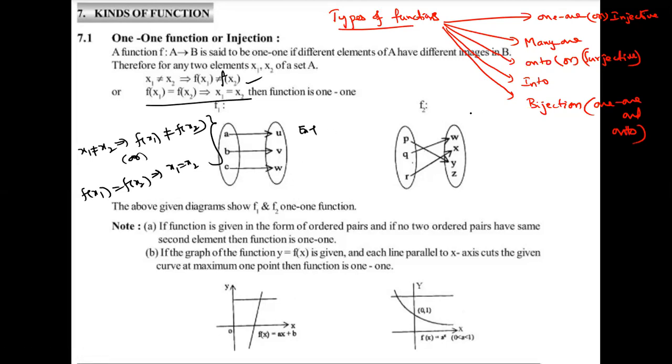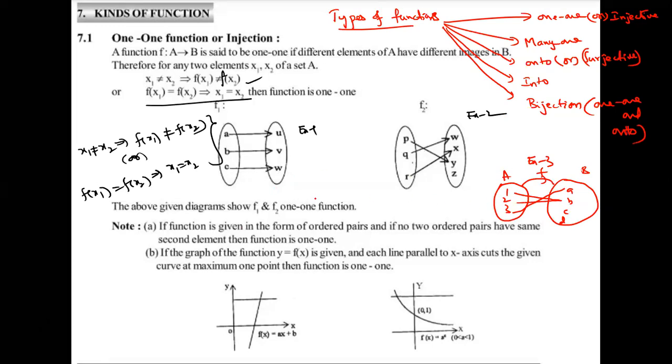See example 1, example 2, example 3. Which one is a 1-1 function? Which one is not a 1-1 function? Get ready, everyone. For example, A with 1, 2, 3 and B with A, B, C, D. Which one is 1-1 and which one is not? Example 1 is a 1-1 function. Why? Because each and every element in the domain has an image, and they are distinct images in B.